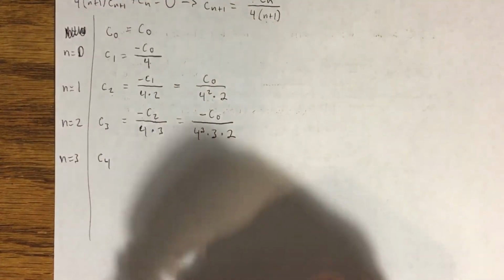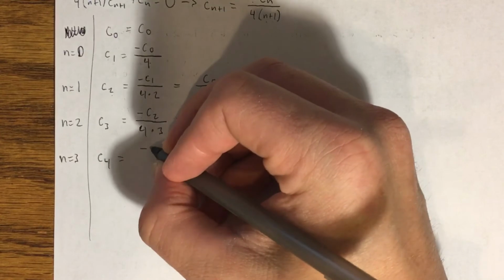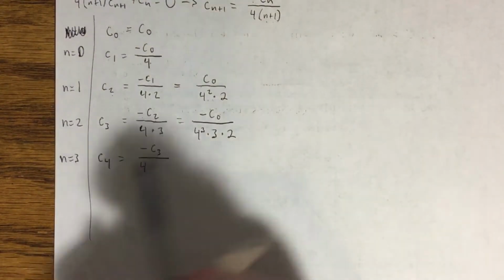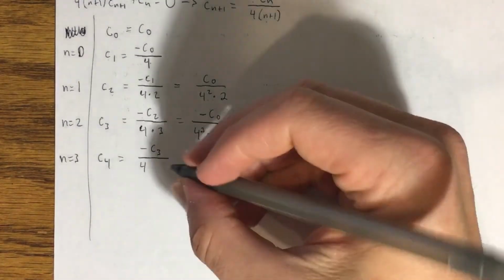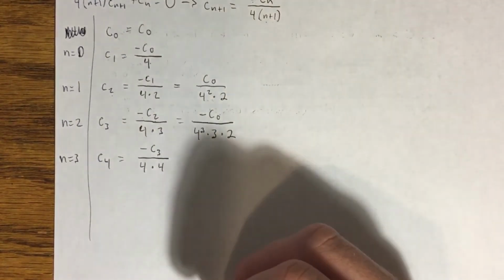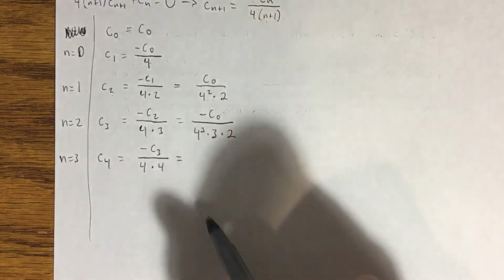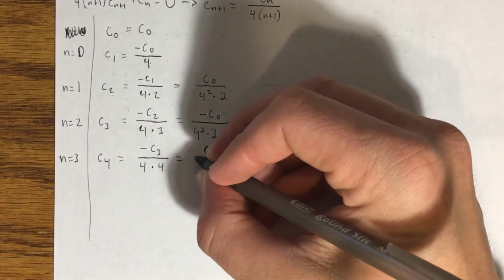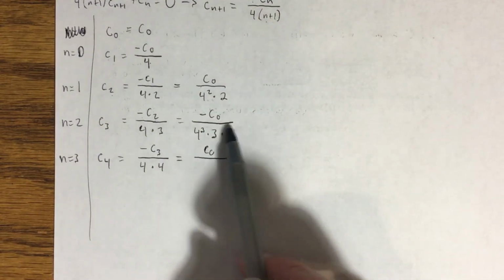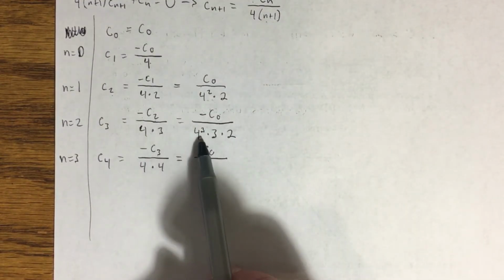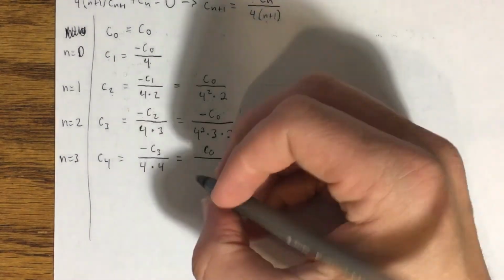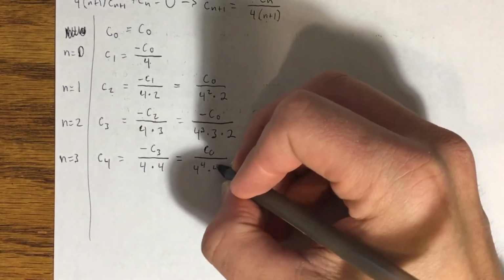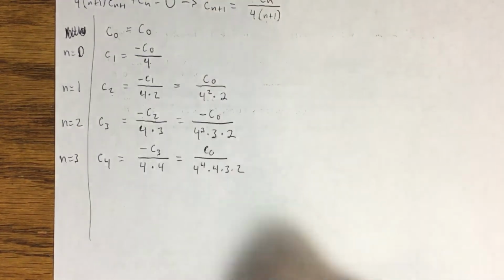Well, that means we're looking at c4, which would be equal to negative c3, according to our recurrence relation, over 4 times 3 plus 1, times 4. But this is the same thing as negative negative, so positive c naught. And then again, this denominator is going to jump down here. I'm going to multiply 4 cubed by just one of those 4s to give me 4 to the 4th, and the other 4 is just going to stay put: 4 times 3 times 2. And there's a reason for that.